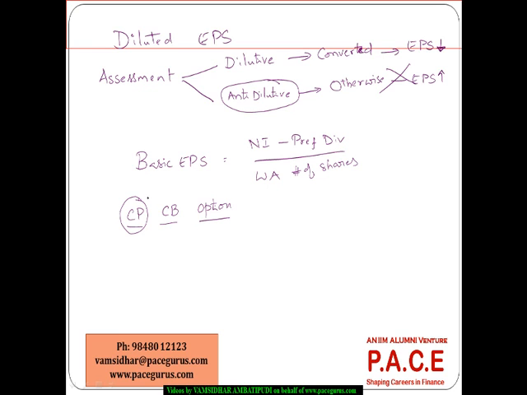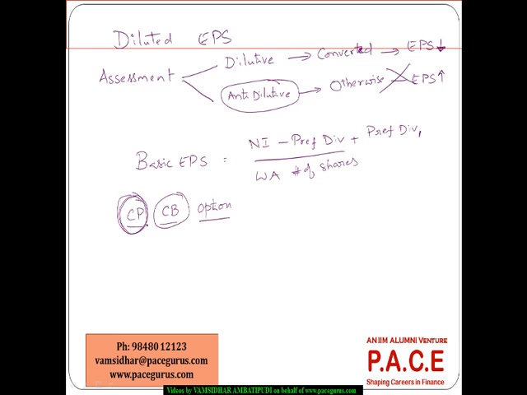If this is converted into equity, obviously I don't need to pay a preference dividend on this. So whatever preference dividend I am paying, especially on this convertible preference stock, I'll add it back, because that is no more an expense for me as it is converted into equity.